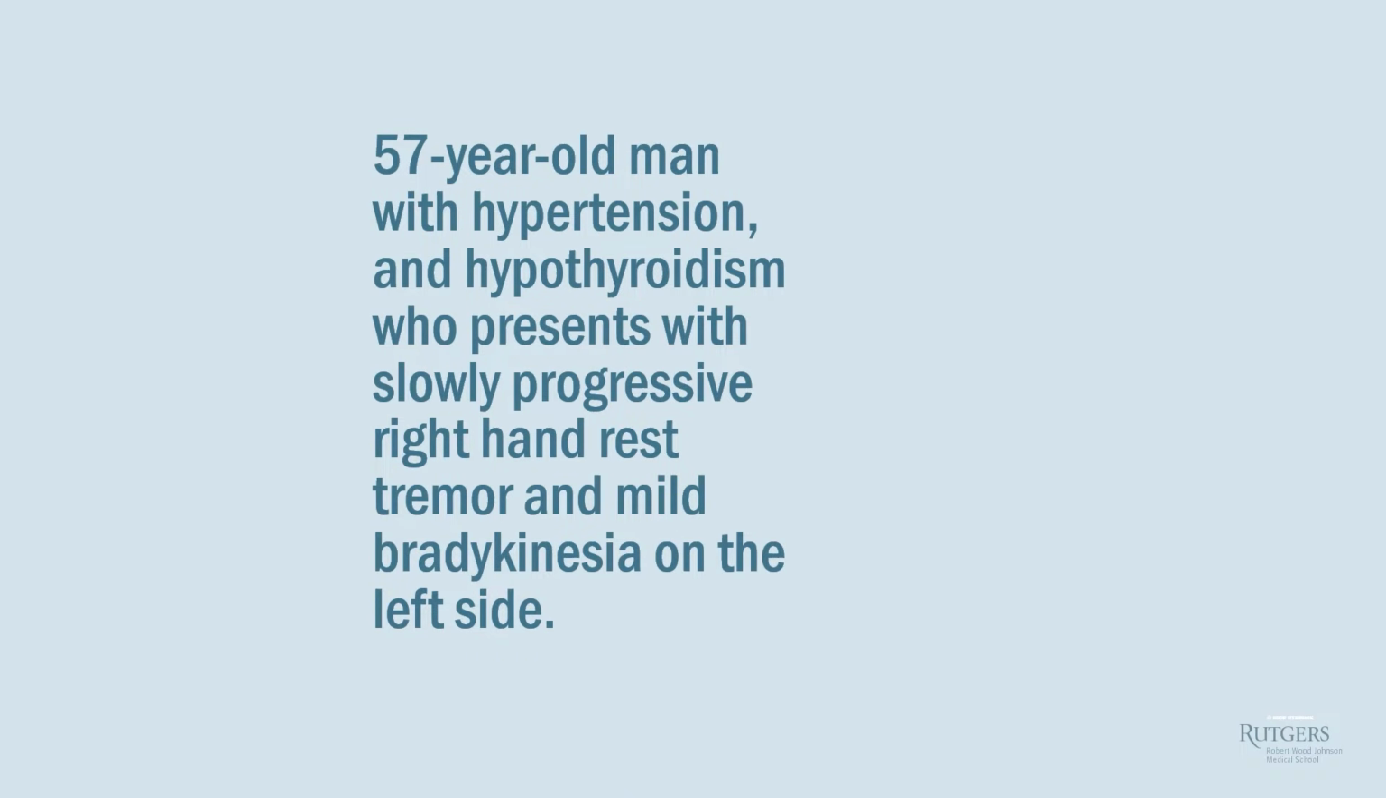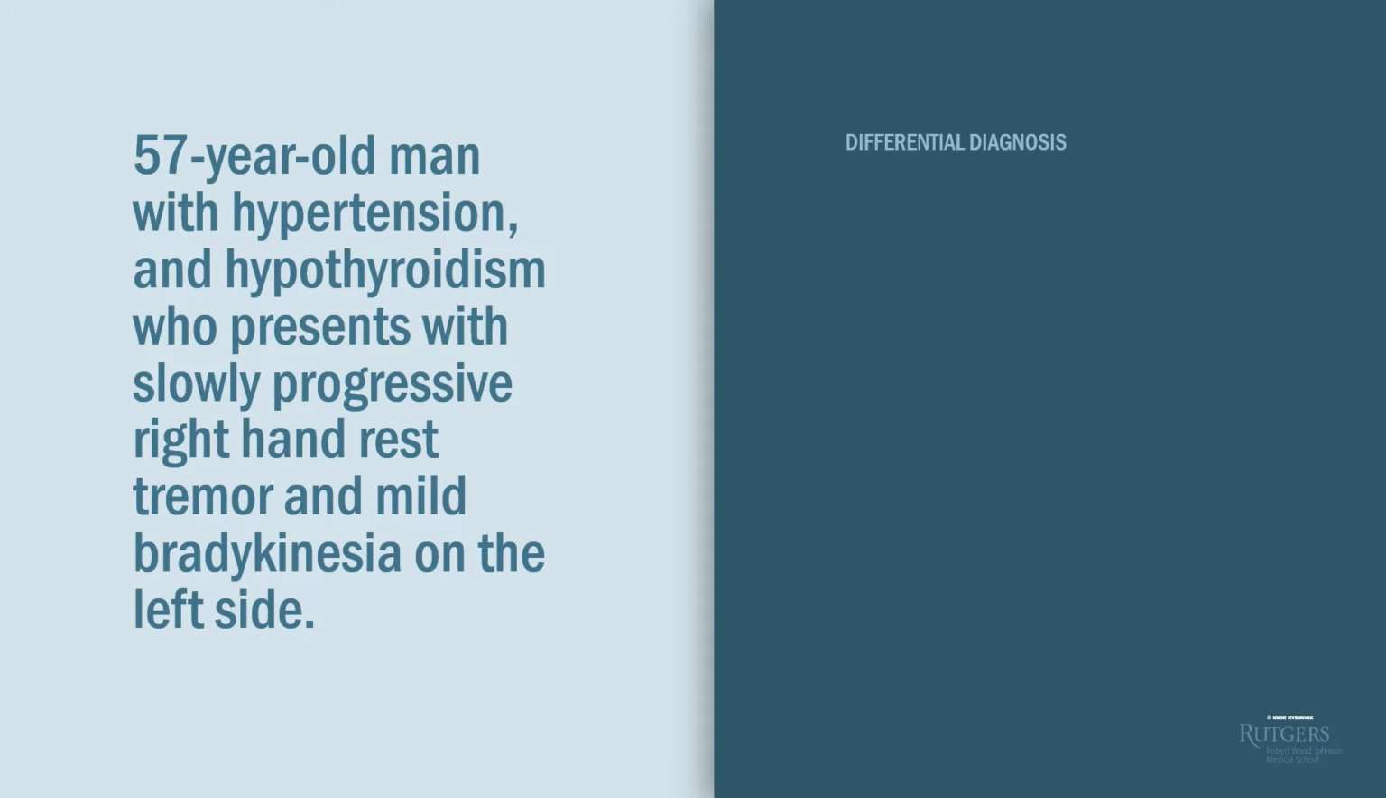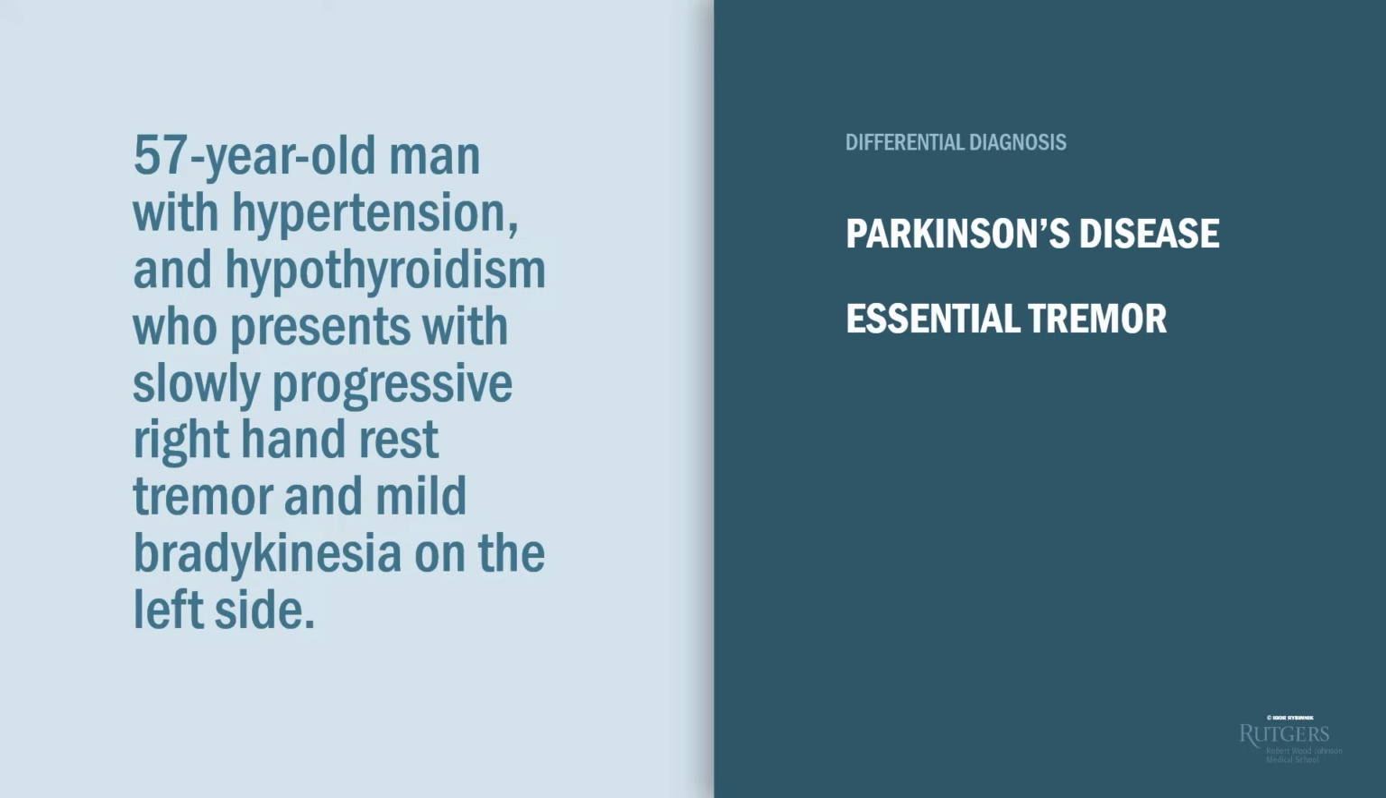Let's get back to our 57-year-old man with hypertension who presents with slowly progressive right hand rest tremor and mild bradykinesia on the left side. The pathological differential at this point includes Parkinson's disease. There is evidence of Parkinsonism. Essential tremor, which is actually the most common neurological disorder causing an action tremor and the most common movement disorder.